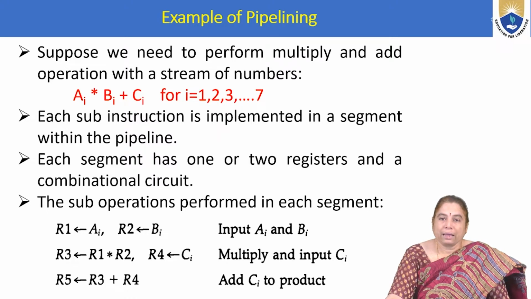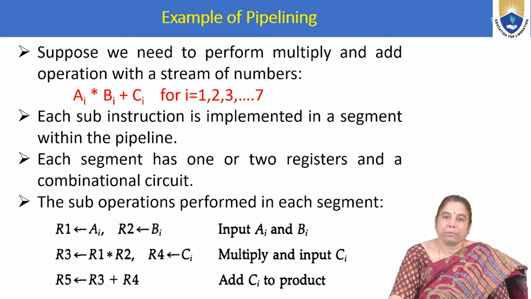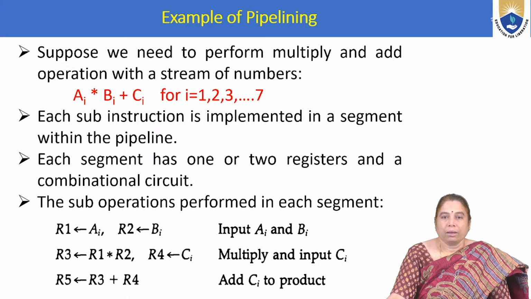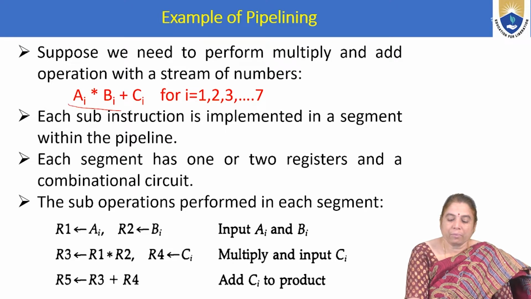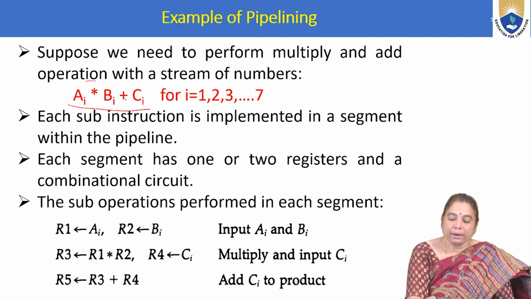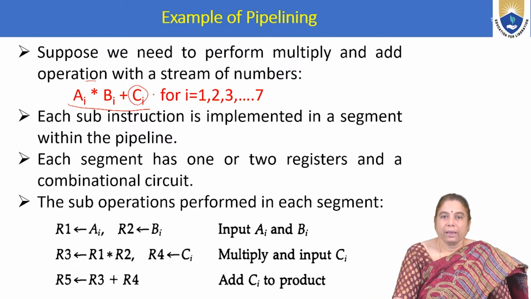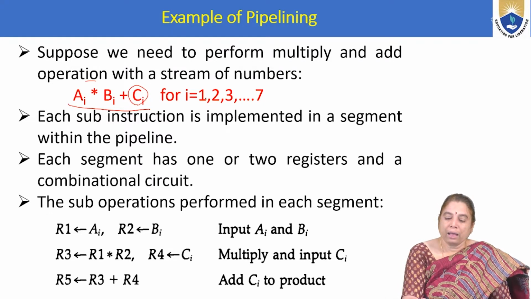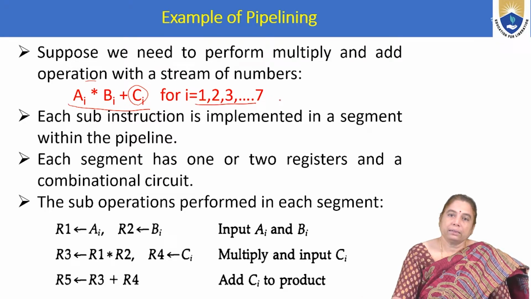Here consider an example of how pipelining can process a computational task. The computational task is that two numbers are multiplied and the product is added to a third number. A and B are the two numbers, they are multiplied, and after multiplication, the product is added to the third number C, and this is repeated for the values 1, 2, 3 up to 7.